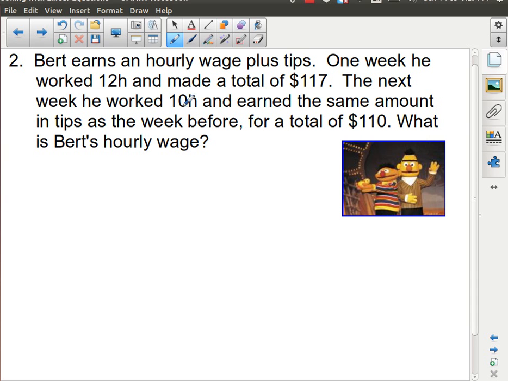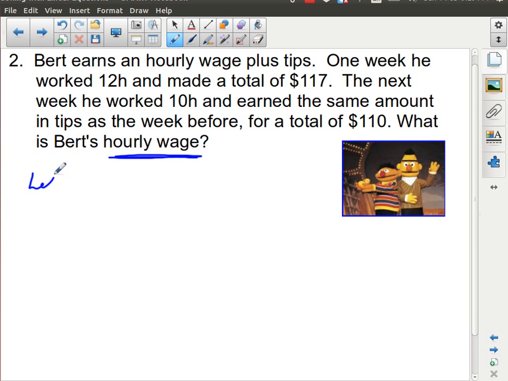In the next week, he worked 10 hours and he earned the same amount of tips as the week before, and he earned a total of 110. What is Bert's hourly wage? Well, that's an important part. This isn't always the case, but when a question is asking you for a specific value, quite often that is going to be one of your variables. And in this case, it is going to be one of our variables as well.